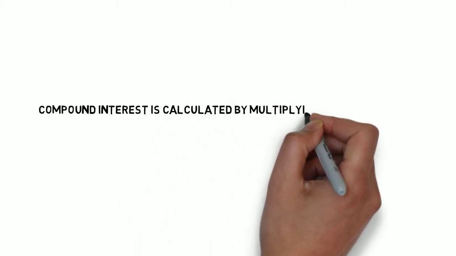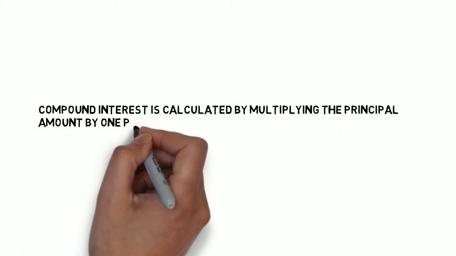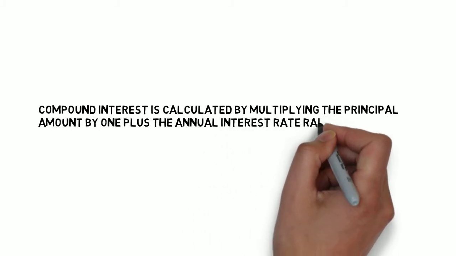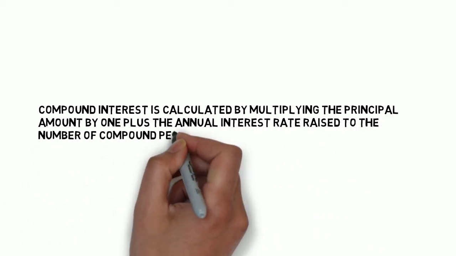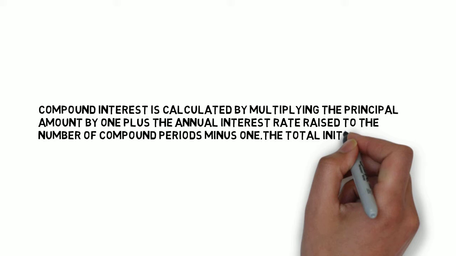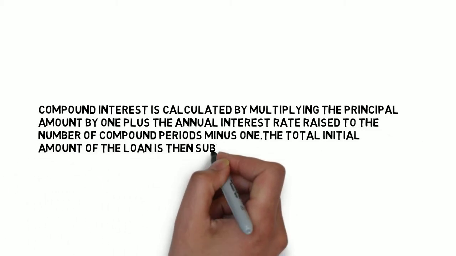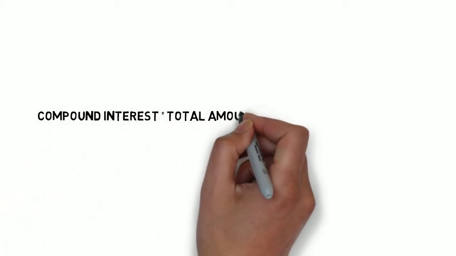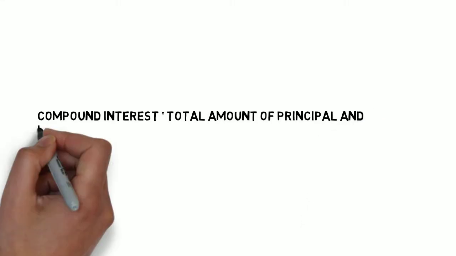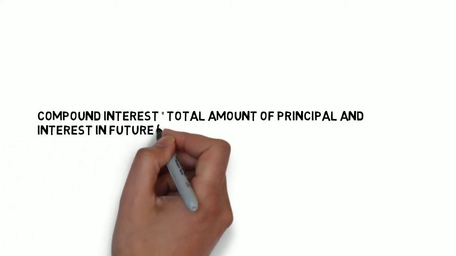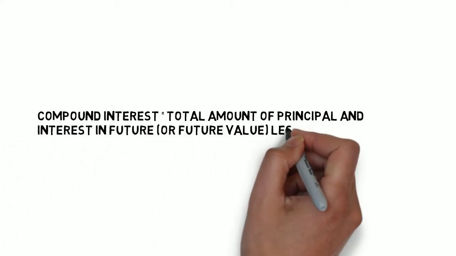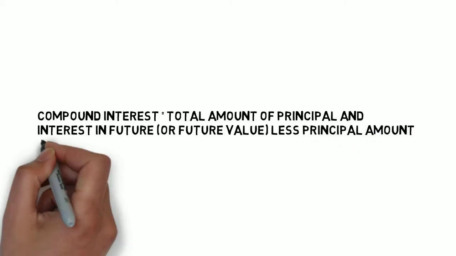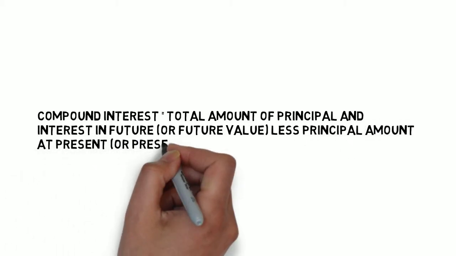Compound interest is calculated by multiplying the principal amount by one plus the annual interest rate raised to the number of compound periods, minus one. The total initial amount of the loan is then subtracted from the resulting value. The formula for calculating compound interest is: compound interest equals total amount of principal and interest in future, or future value, less principal amount at present, or present value.